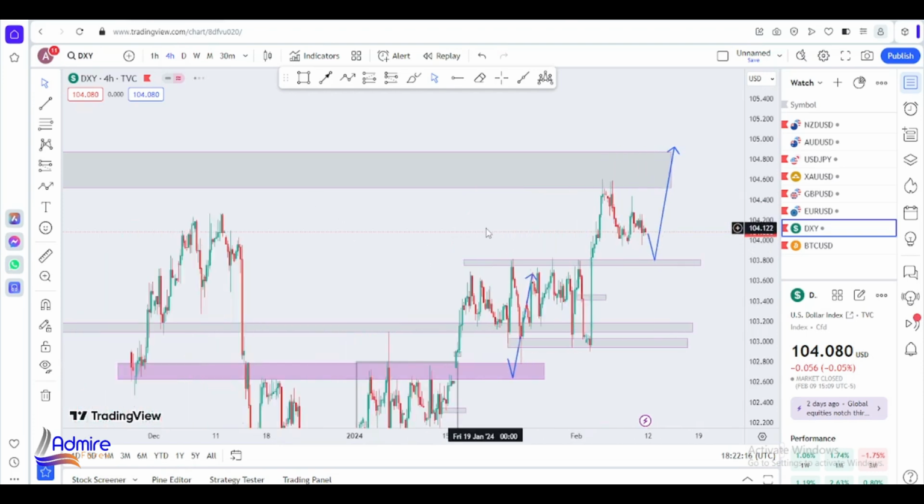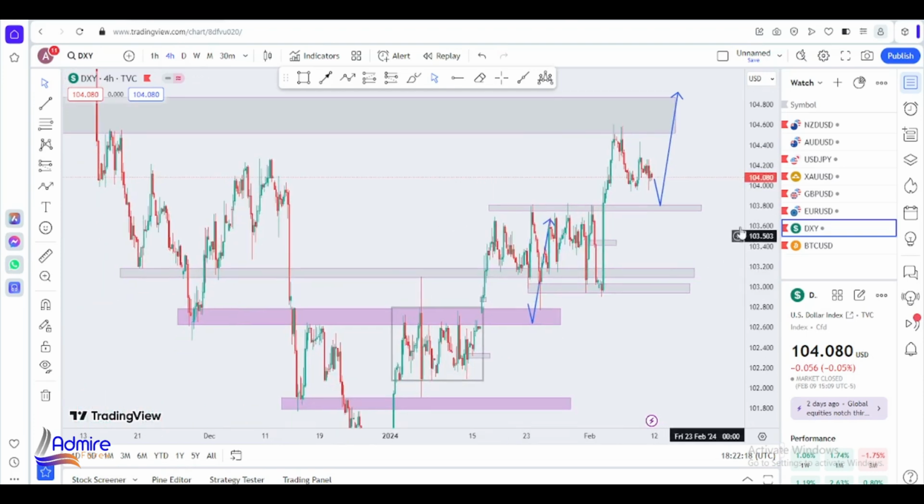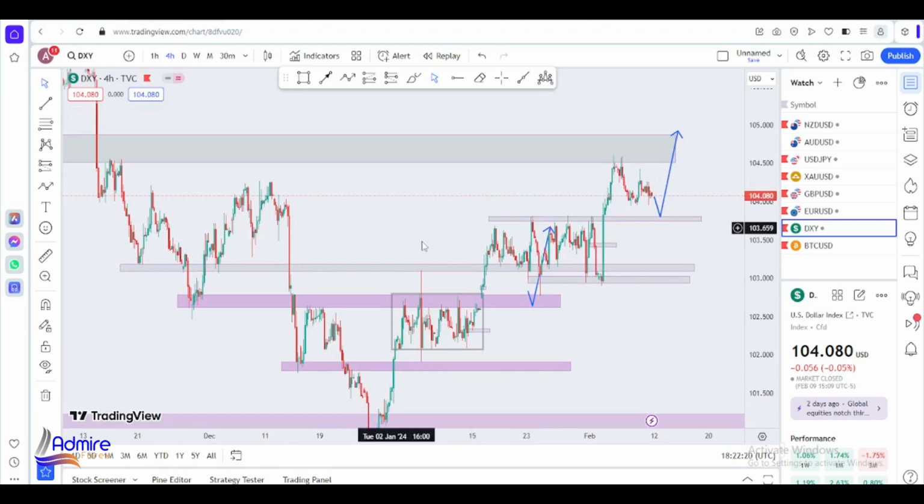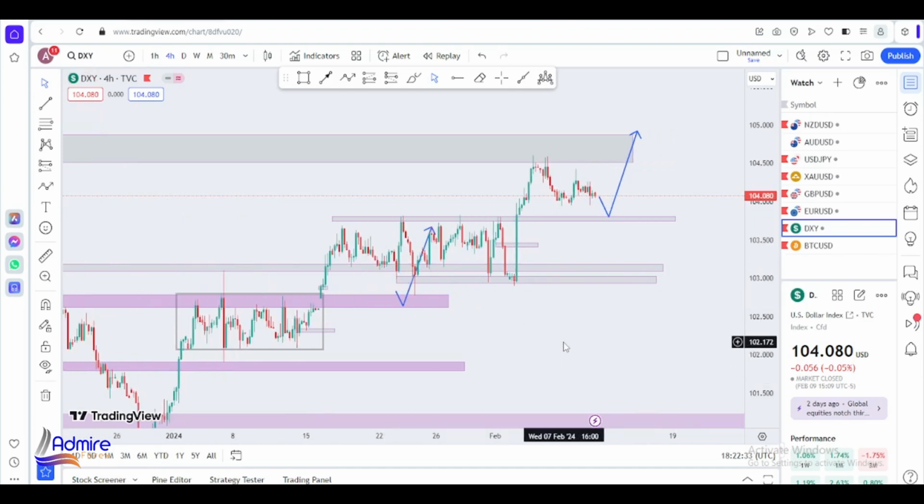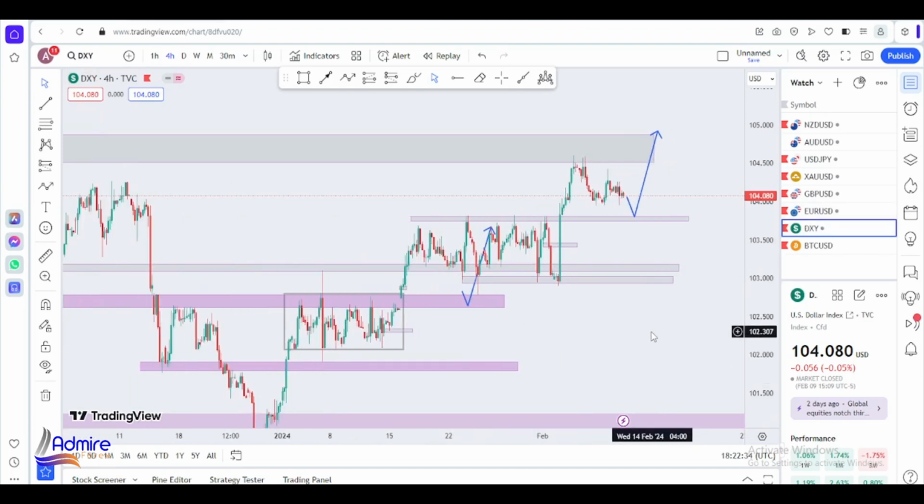So having a clear knowledge, we have been analyzing DXY correctly, into precision, for the past few weeks and months, over 4 to 5 weeks now. Okay, a very nice winning streak on DXY. So up next, that's it for DXY, guys.